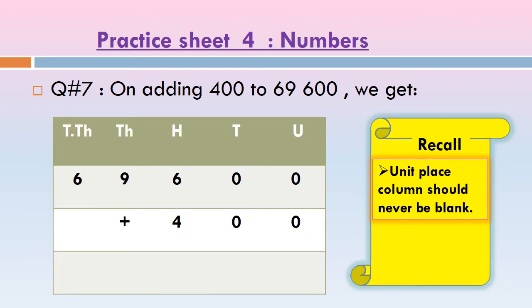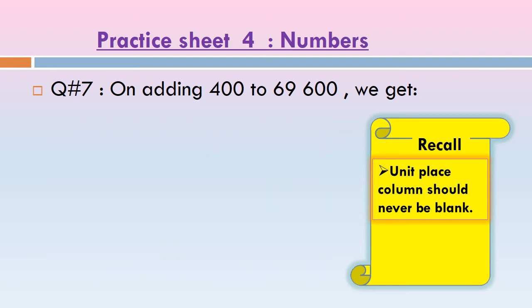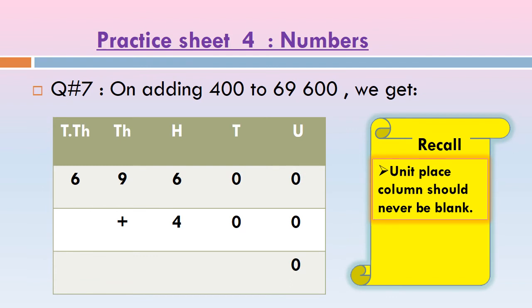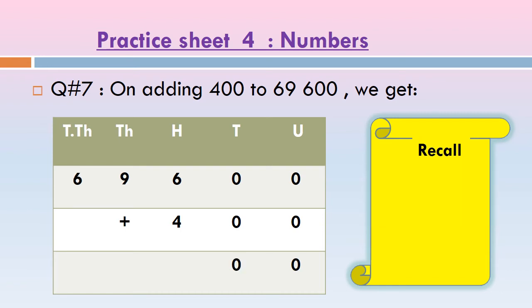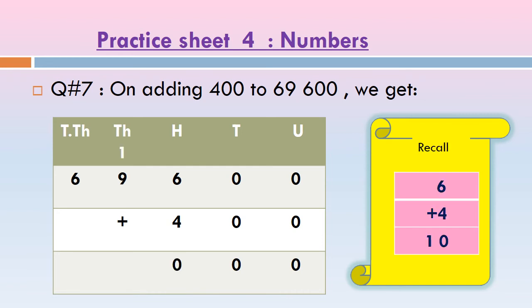We can find our answer by adding them. Here one thing you have to keep in mind is unit place column should never be blank. So here we have placed all the numbers in their places. Now starting from units place, 0 plus 0 is equals to 0, and then next column tens place, here 0 plus 0 is equals to 0, and then at hundreds place 6 plus 4 is equals to 10, we will write 0 of the 10 below, and 1 will be given as carry to the next digit, which is 9.